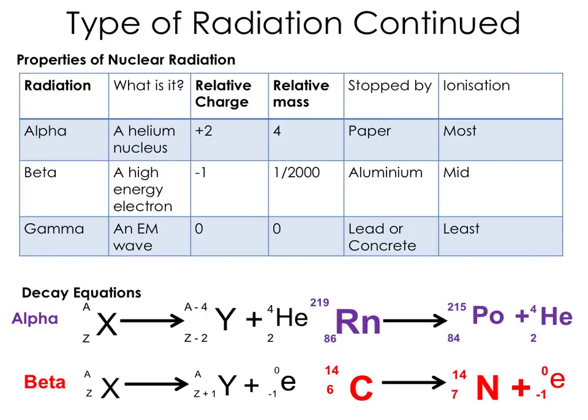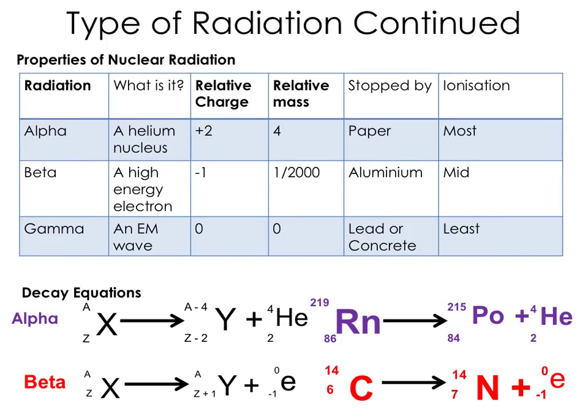The relative mass is 4, because you've got 4 nucleons, 2 protons and 2 neutrons, which makes 4. So it's relatively big compared to the other forms of radiation. It's stopped by paper, so it doesn't penetrate very far. It only travels a few centimetres in air. But it is the most ionising, which means that it will turn atoms into ions more frequently than the others. The fact it's most ionising means that it doesn't get very far because its energy is absorbed as it ionises atoms that it collides with.